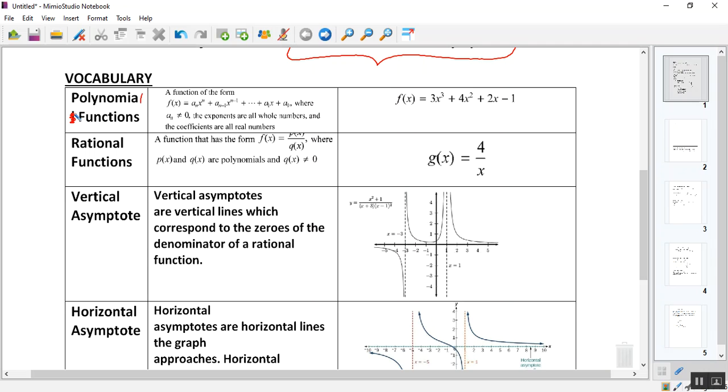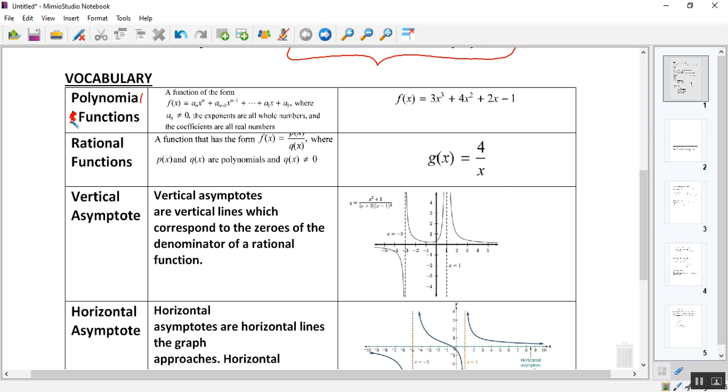Polynomial sounds kind of cool, though. Polynomia. Sounds like a bunch of killer flowers. It's like pneumonia. Like a Venus flytrap. Polynomia function. Polynomial flower. Okay.